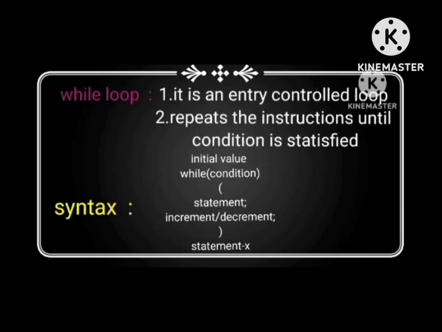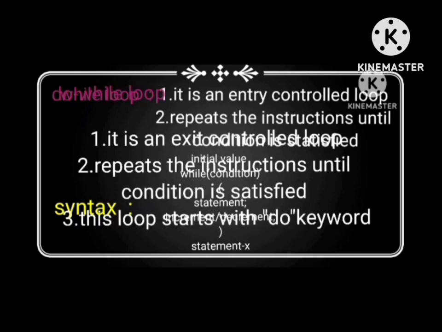While loop. It is an entry control loop which repeats the instruction until the condition is satisfied. In a while loop, first it checks the condition. If it is true, then only it executes the body. Therefore, it repeats until the condition fails. While 0, the condition is false. While 1, the condition is true. It enters the loop a minimum of 0 times if the condition is not satisfied. Syntax: initial value, while condition, statements, increment or decrement statement.